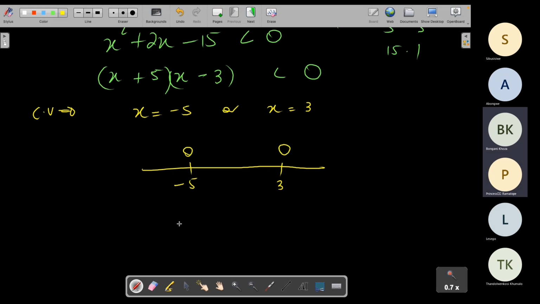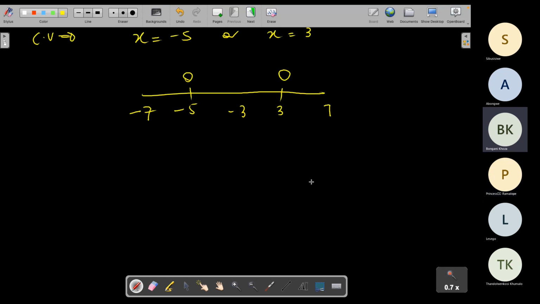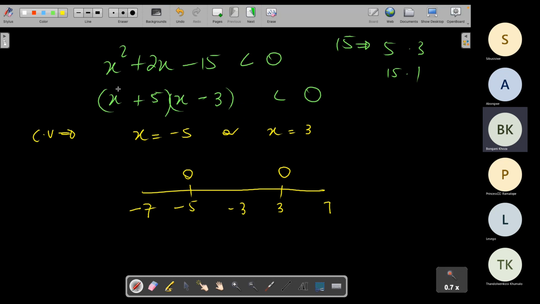And then we're going to find numbers that are greater than 5. Negative 7 is less than negative 5. There, negative 7, and there it could be negative 3, and then here 7. Then from there, remember, we go back to our original equation, take the signs.